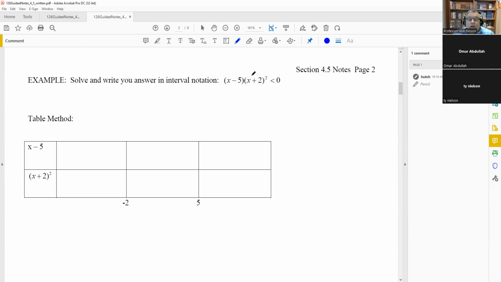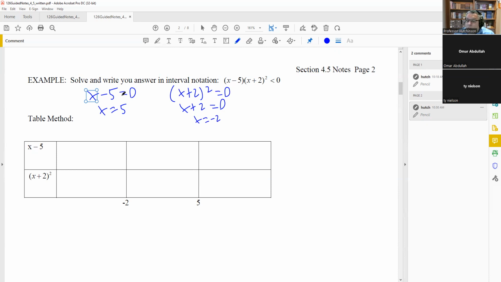So what we're going to do first is, before we jump into the table, we have to figure out what numbers to put in the table. And as you see here, I've got -2 and 5. Where those come from is you're going to do x minus 5 equals 0, so you get x is equal to 5, and then (x plus 2) squared you're just going to set equal to 0. Now I know it says less than 0 here, but you're going to just pretend that that's an equal sign temporarily. If you square root both sides, you get x plus 2 equals 0, and so you'll get -2 as a result.